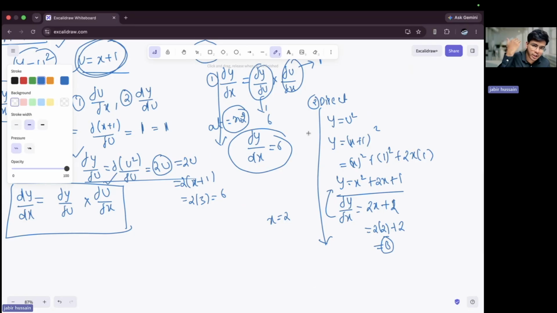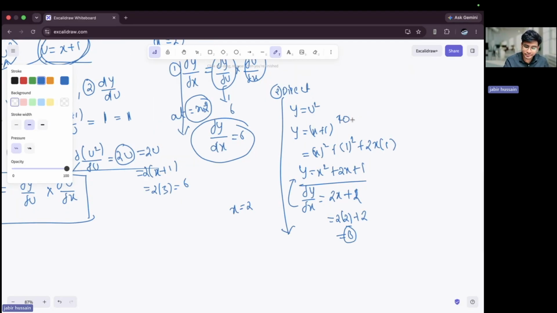In direct method, you need to expand and all. Just imagine that we have 100. Then it's a big thing in itself, because you cannot expand 100. So direct method is a bit of a computational method. That's why we don't use it. We go with chain rule.